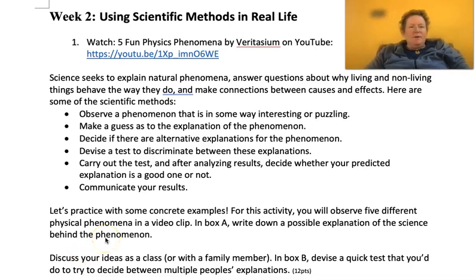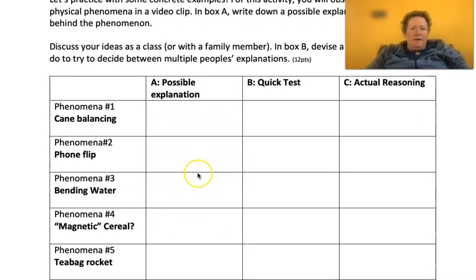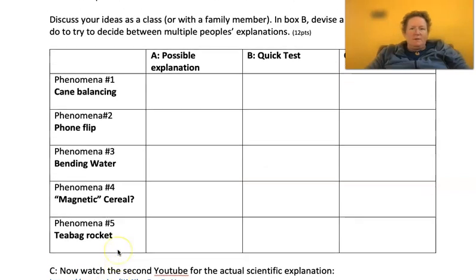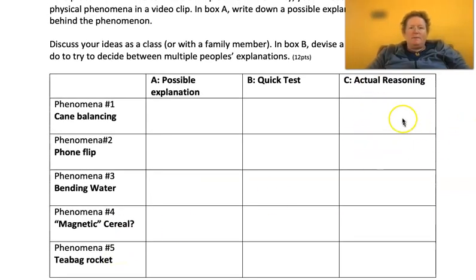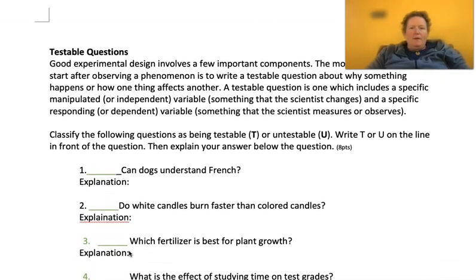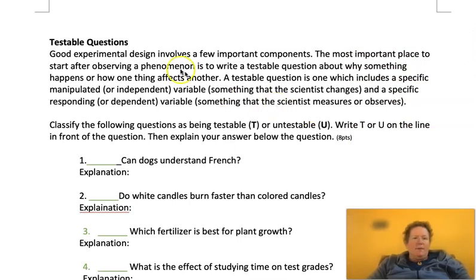Hey everyone, I've heard that some students need a little bit more help on this 2.1 assignment using scientific methods in real life. In class, we've gone over a lot of what's in here. If you need some help getting the explanations, the actual reasoning, column C here, you can watch the explanations here. Other folks have said the testable questions are more difficult for them, so let's go through the testable questions right now.